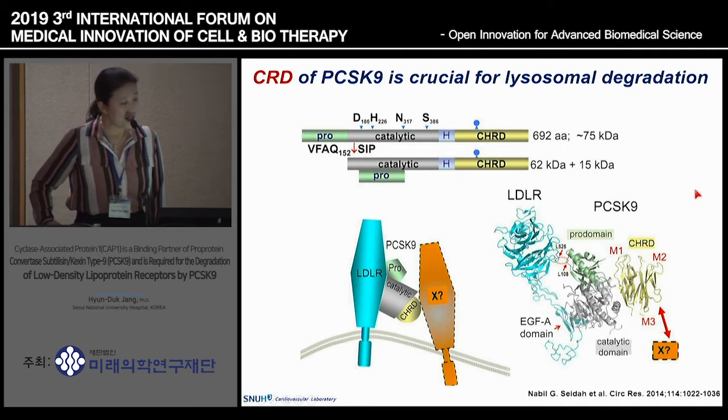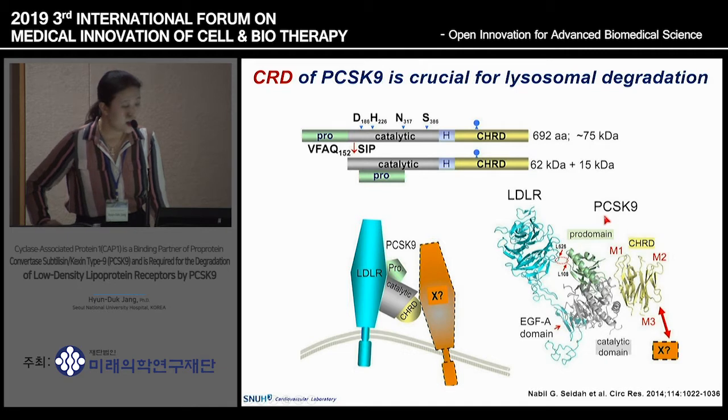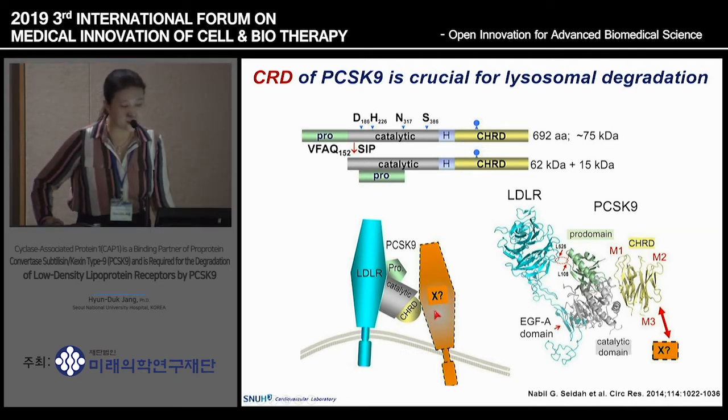In 2014, Nobel's data presented a very interesting story. PC9 CRD is crucial for lysosomal degradation. I already mentioned the PC9 catalytic domain is needed for LDL receptor interaction, but the CRD is needed for an X molecule, and until now nobody knows what the protein X is.